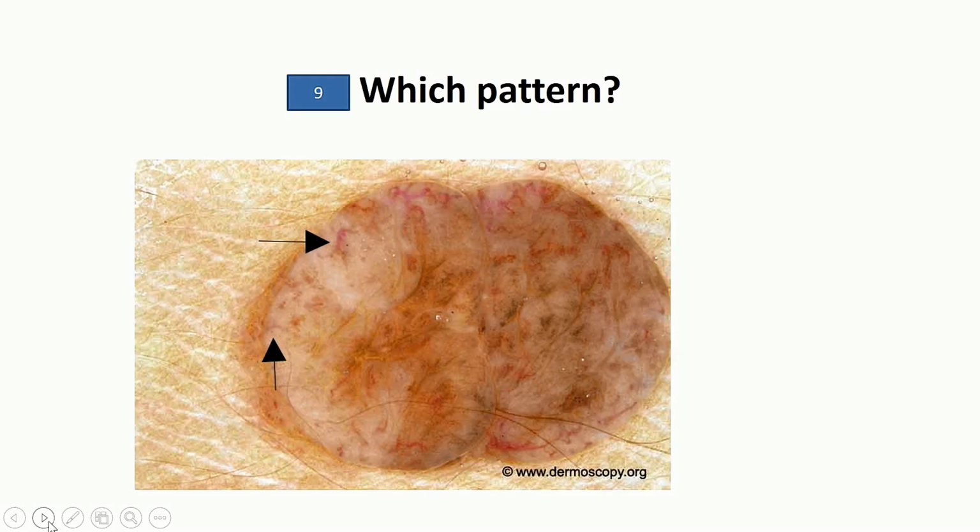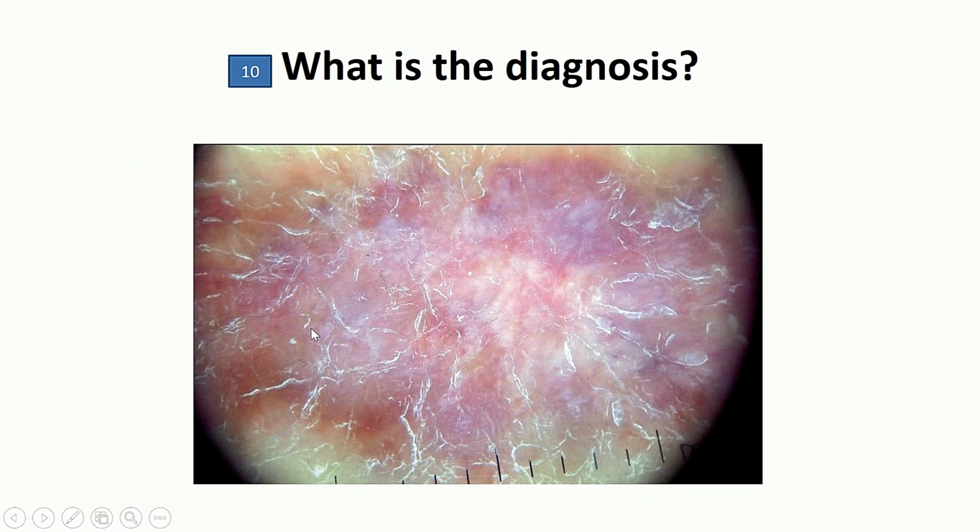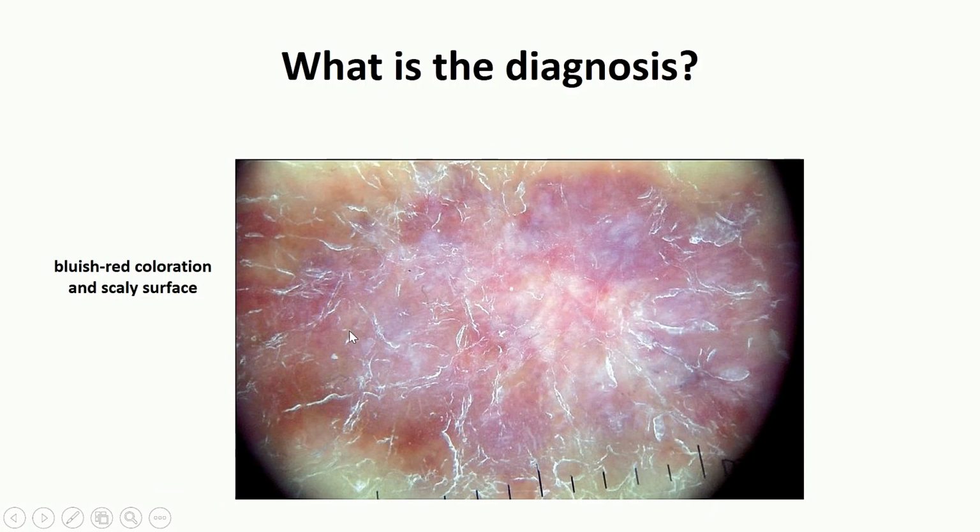And which pattern here? You see here a comma-shaped vascular pattern that is indicative of nevus. And another finding here is brown color that also is compatible with the diagnosis of nevus.